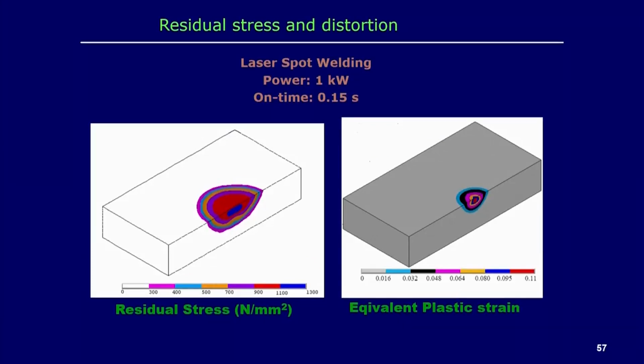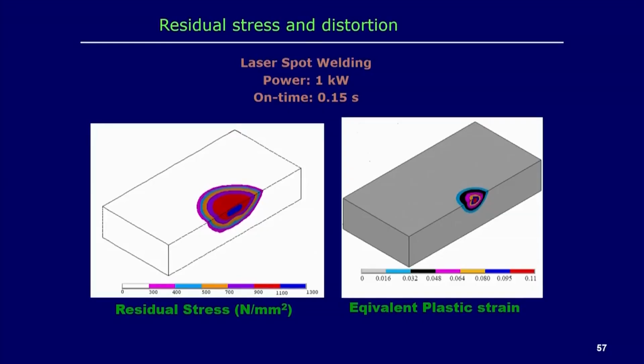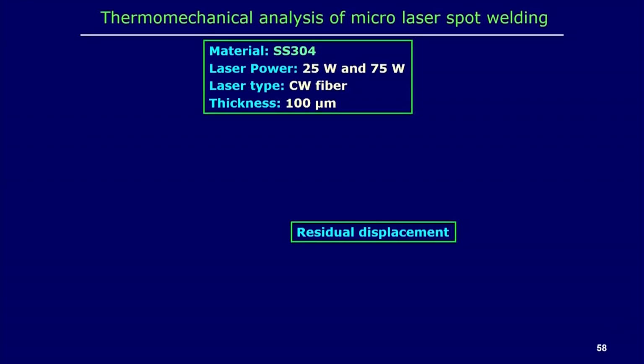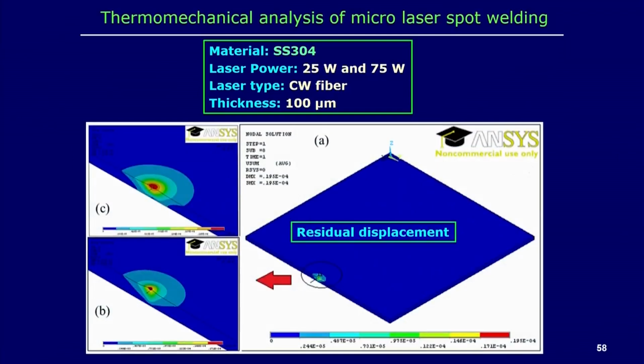And of course, in these cases, one is the residual stress and the other the equivalent plastic strain. In the case of 0.15 second, 1 kilowatt laser, we can see the residual stress is basically confined to a small area near the weld spot. In the other case, the equivalent plastic strain is also confined to a very small area.